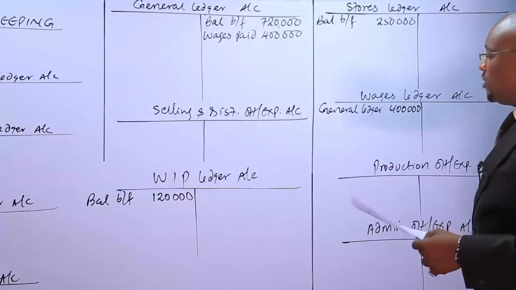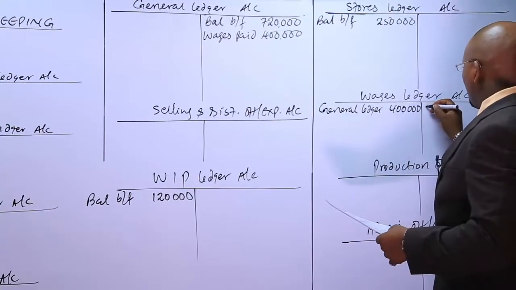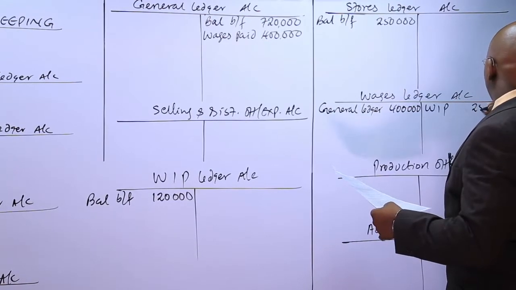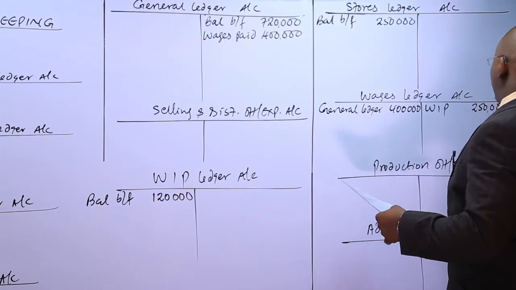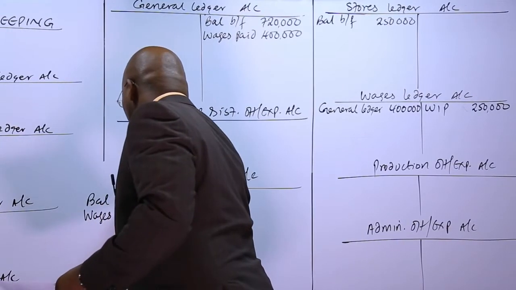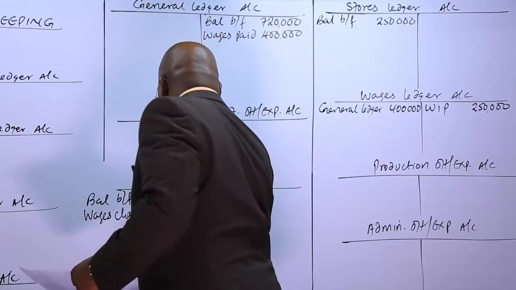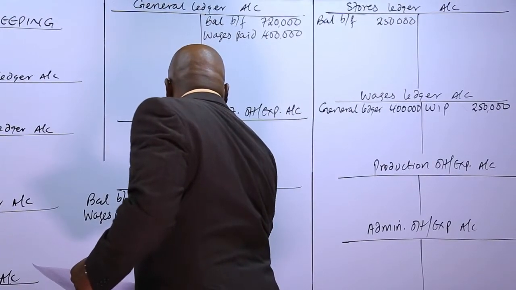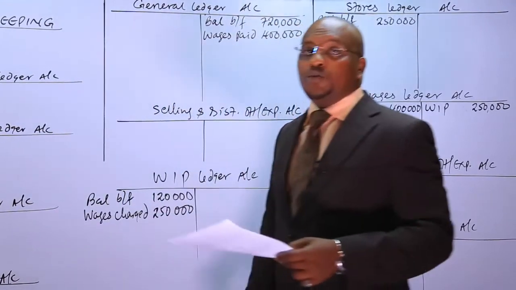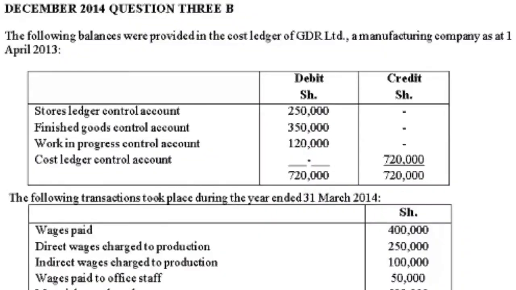Then we have direct wages charged to production. This charge to production, remember, is the work in progress account. So we'll have here in the wages, we charge here. So this is WIP. This is 250,000. We transfer to this one. So this is wages charged. This is 250,000. We make sure that we do a complete double entry to ensure that we don't make any mistake.